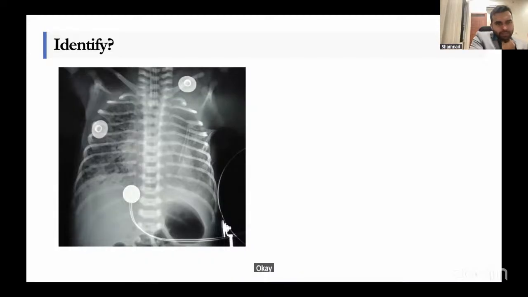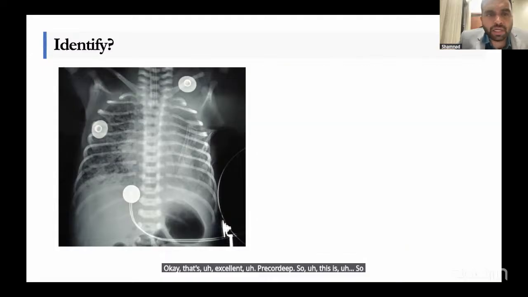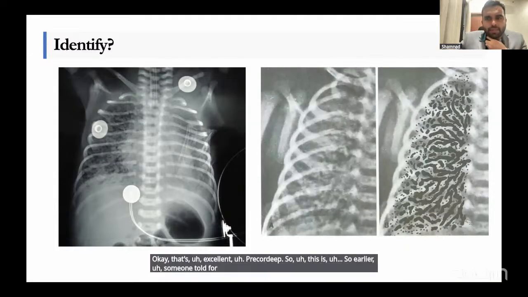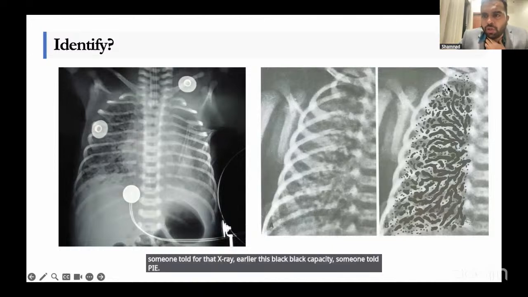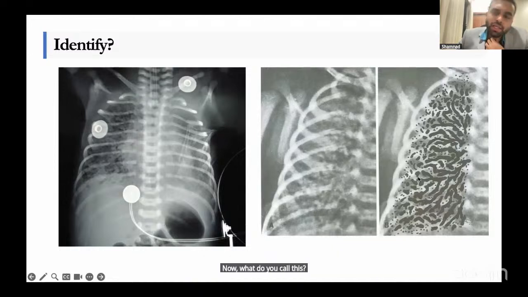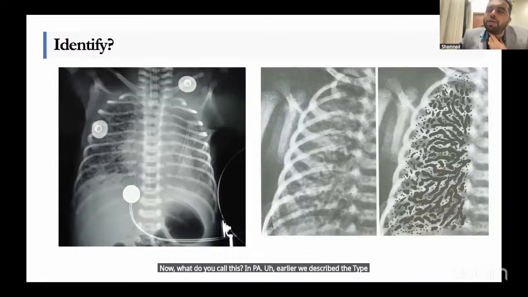Okay, that's excellent, Prakriti. So earlier, for the earlier X-ray with these black opacities, someone told PIE. Now what do you call this in PIE? Earlier we described the type 1 bubble. What is this one?